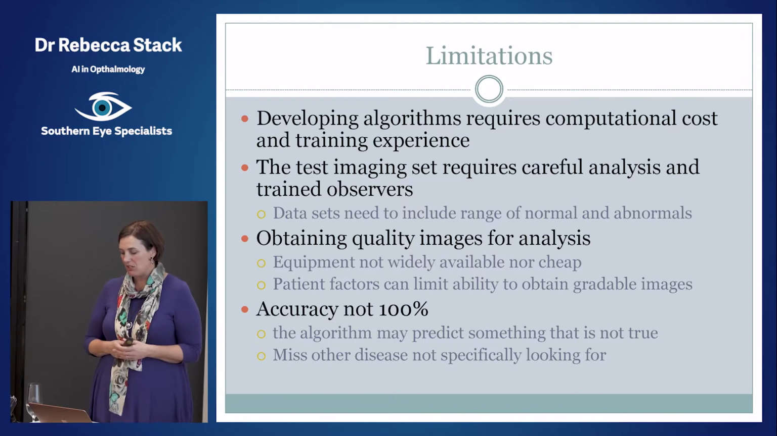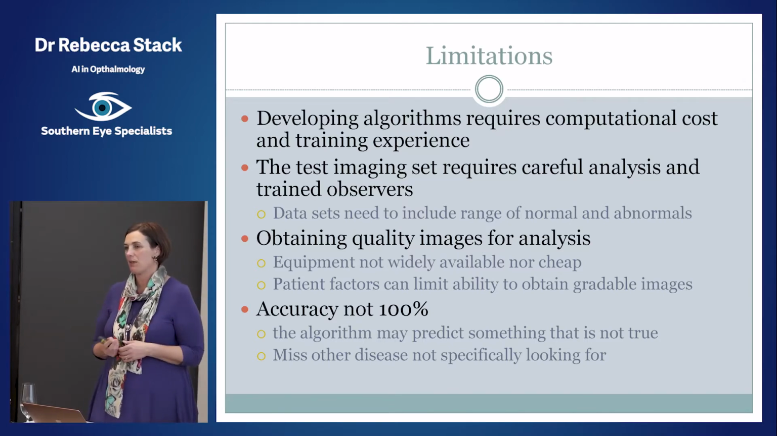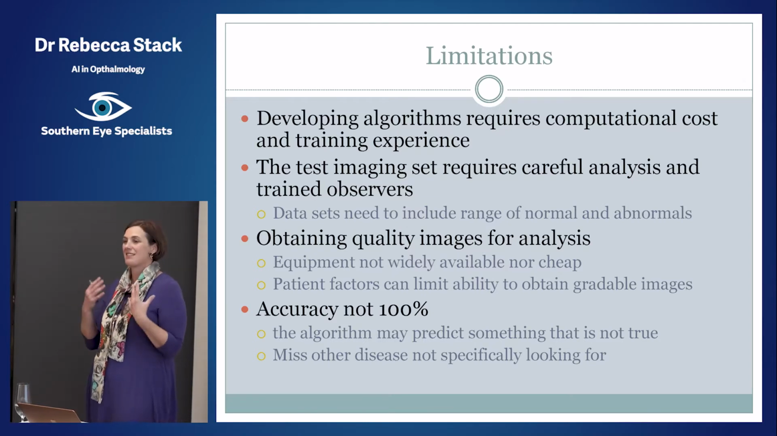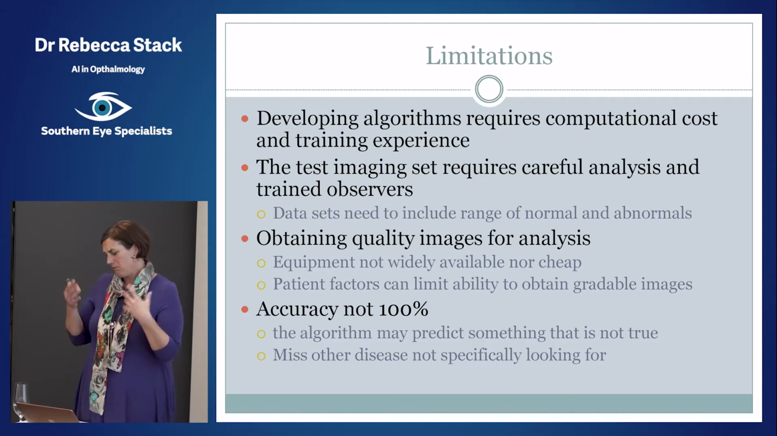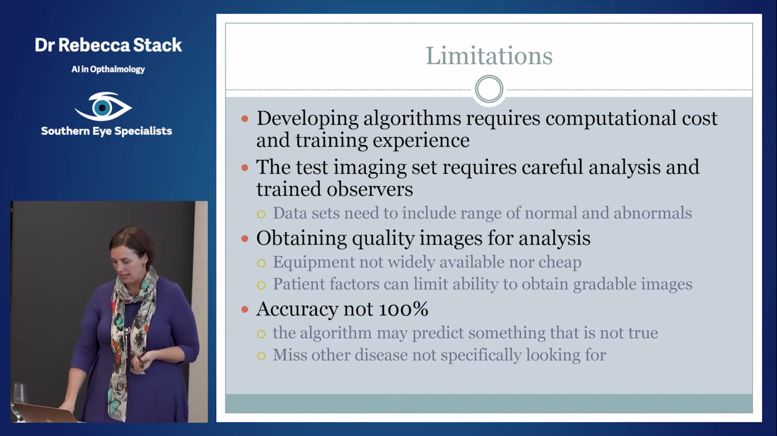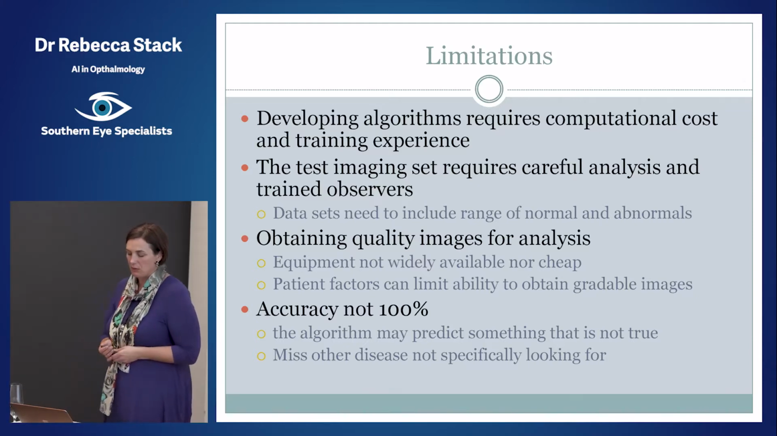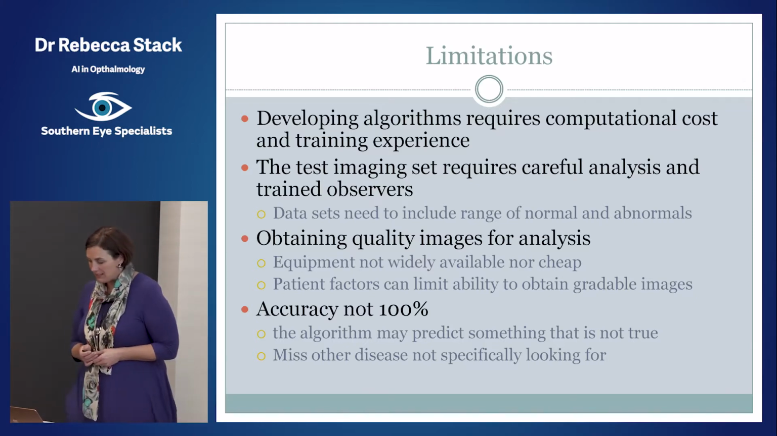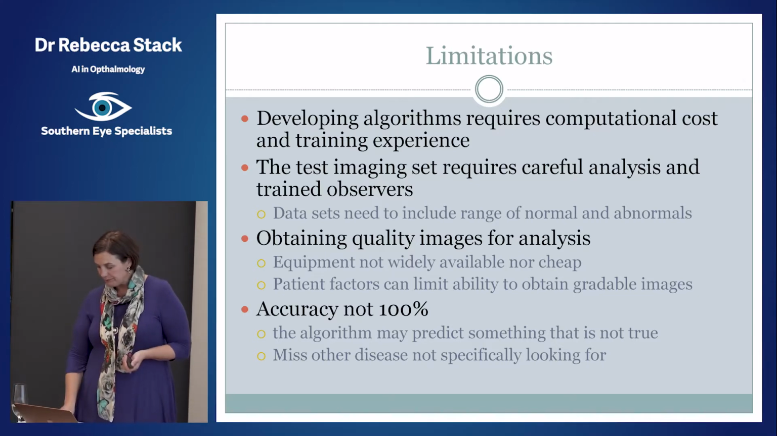As I said before, the imaging that you put into these deep learning systems still requires experts to go through thousands and thousands of images and label them all and analyze them all and detect all the abnormalities and tell the machine all of that, because it doesn't know that unless you tell it. And getting these images for analysis is difficult and not cheap. And of course, there's accuracy issues with these algorithms that might predict something that's not true.